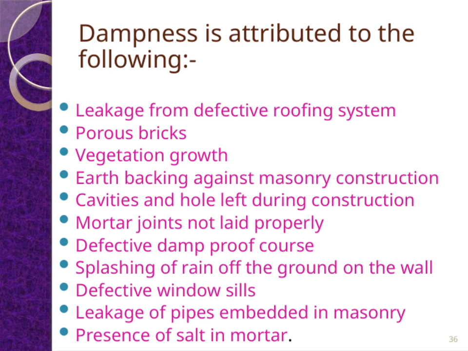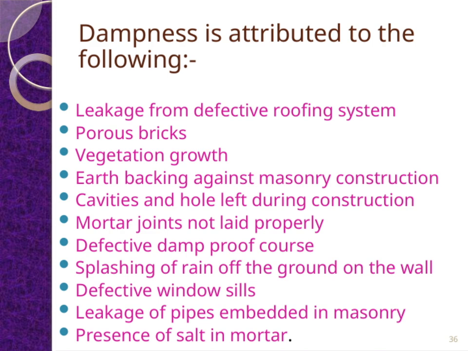When earth is used as backing against masonry, it can retain moisture and transfer it to the wall if not properly protected. Cavities and holes left during construction create pathways for water infiltration, compromising the wall's integrity. Improperly laid mortar joints can allow water to penetrate, especially during heavy rains. A defective damp-proof course fails to act as a barrier against rising damp, which is a major cause of dampness.